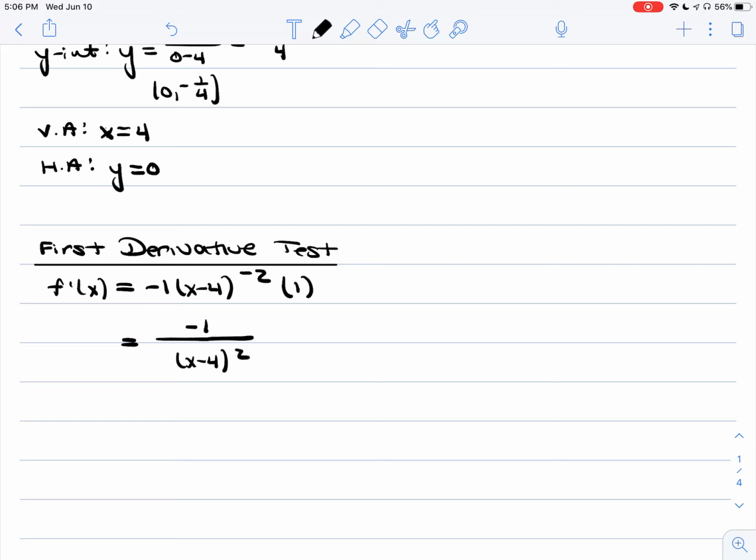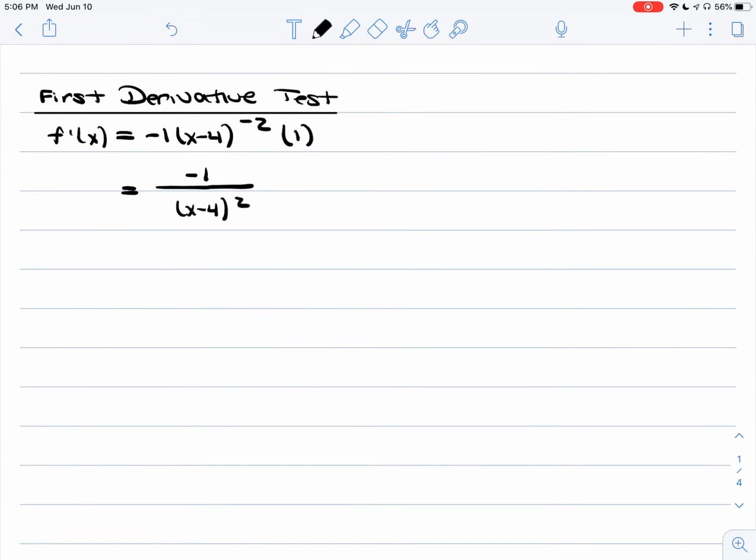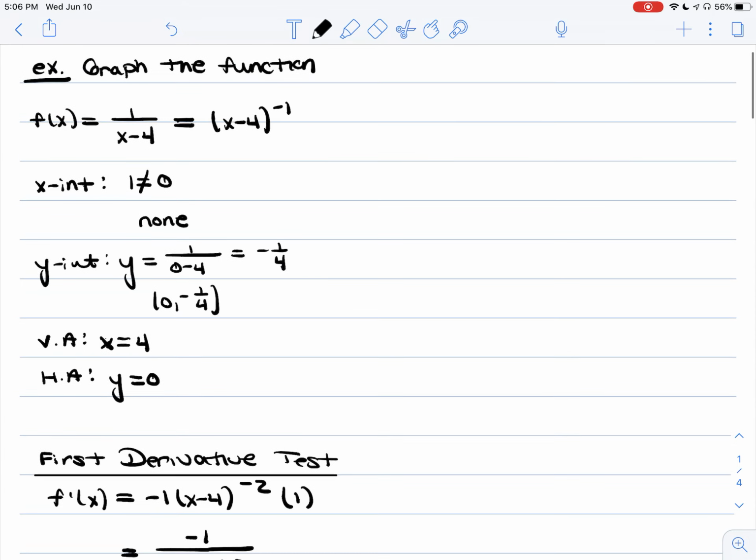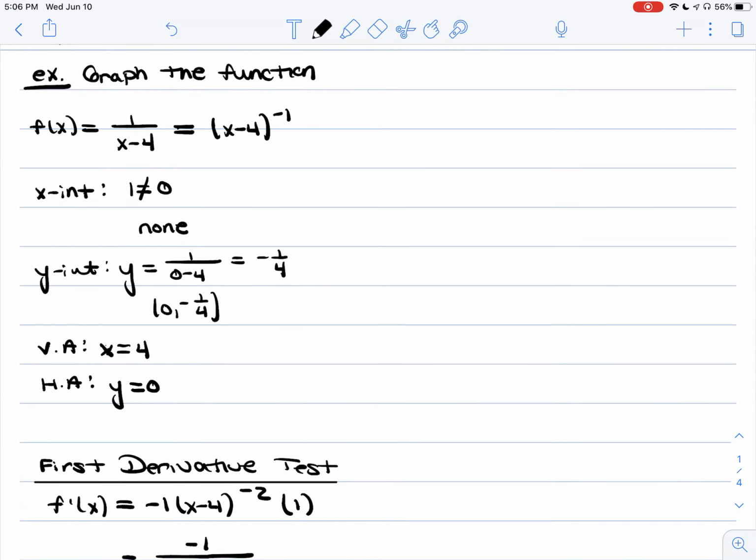All right, so the first derivative test, we're looking for our critical numbers, or our critical points. So that means set this equal to 0. But again, that never happens, so no critical points. We do, though, have to worry about anywhere that the original function was undefined. So if we look back at our original function, we can see that it's undefined at x equals 4.